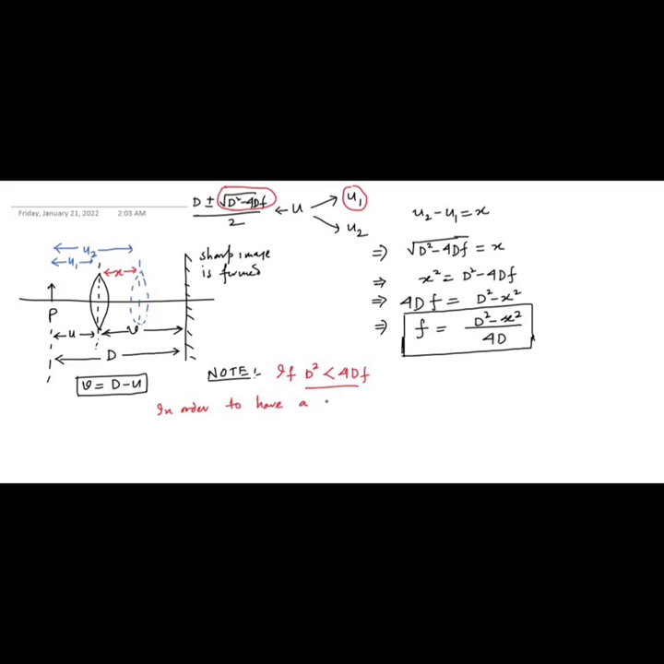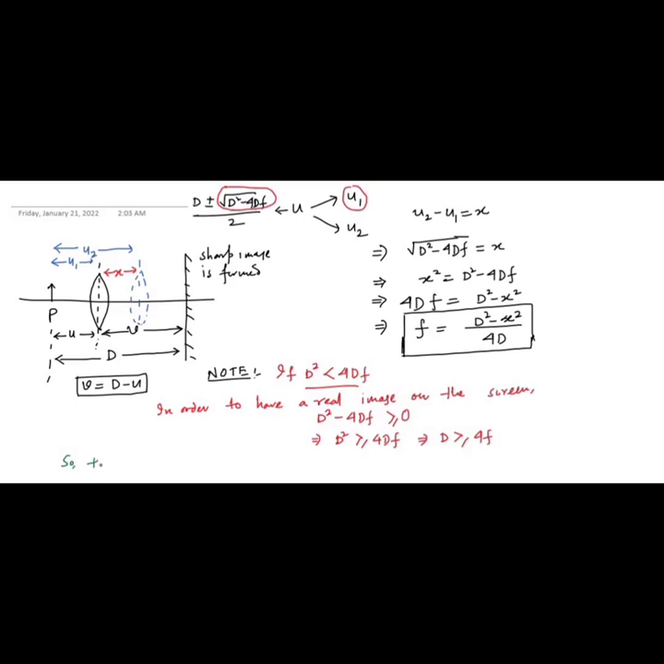So in order to have a real image on the screen, d square minus 4df should be at least equal to or greater than 0. So d square should be greater than or equal to 4df, or d should be equal to or greater than 4f. So what can I conclude here?